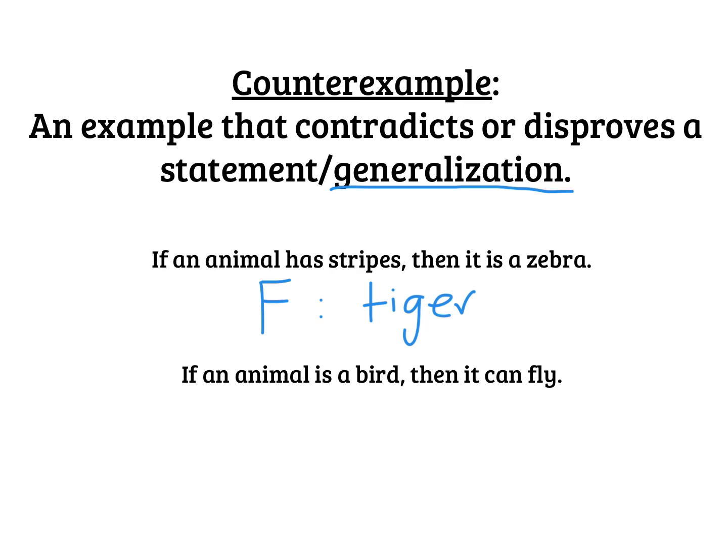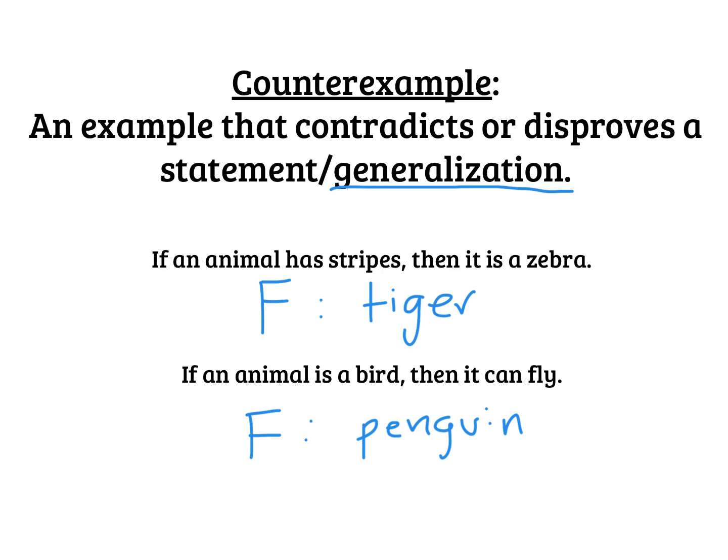The next one, if an animal is a bird, then it can fly. Can you disprove that statement? Is it always true? No, this is false. Think about penguins. Penguins are birds and they can't fly. Ostriches are birds and they can't fly. There's different animals that are also birds but cannot fly.